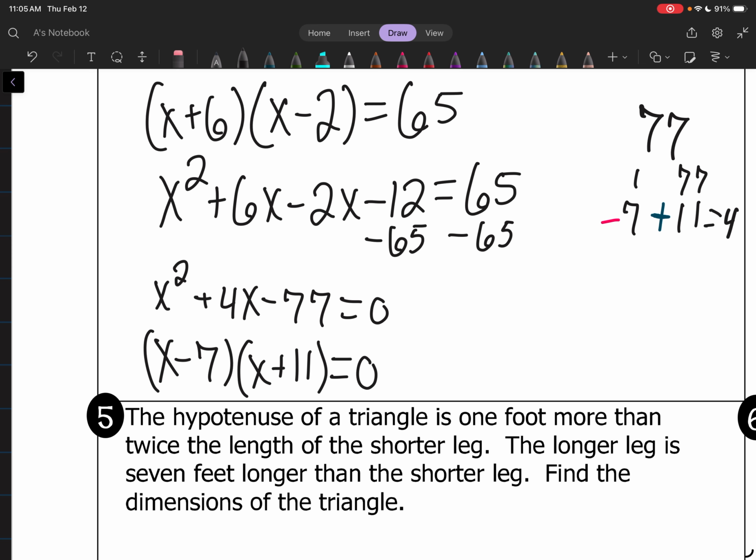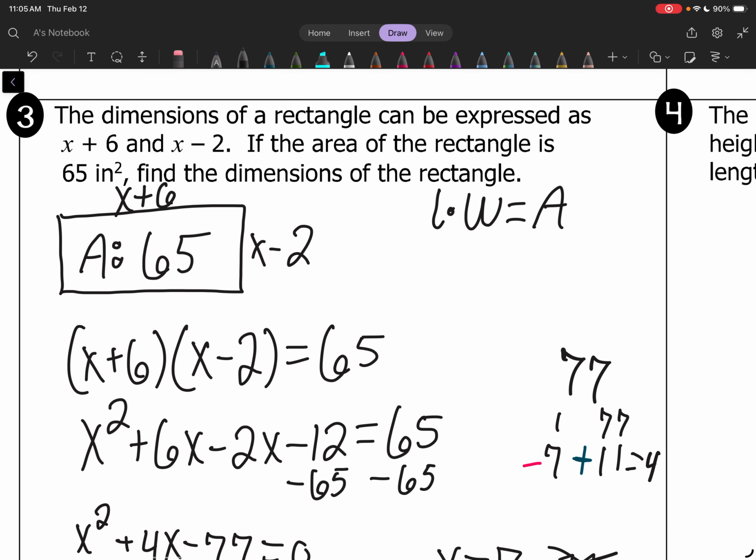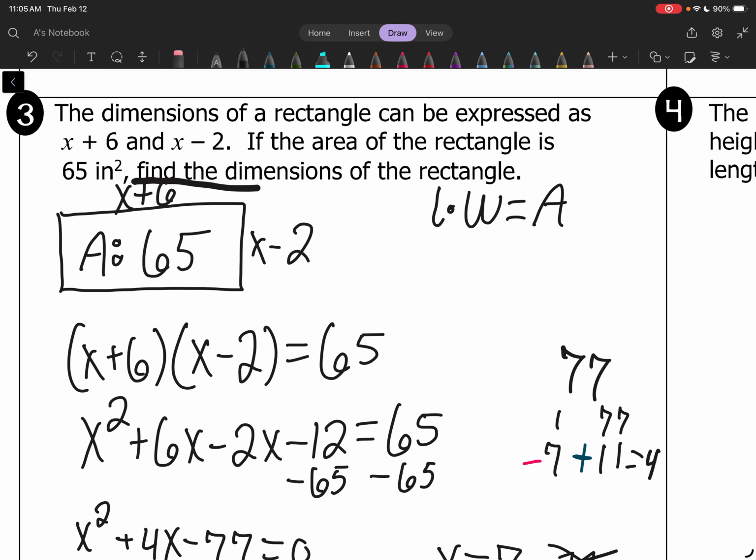What minus 7 is 0? That would be 7. What plus 11 is 0? That would be negative 11. Okay, negative 11 does not work in this problem. I cannot have negative length. We're not finished though. This said, find the dimensions.